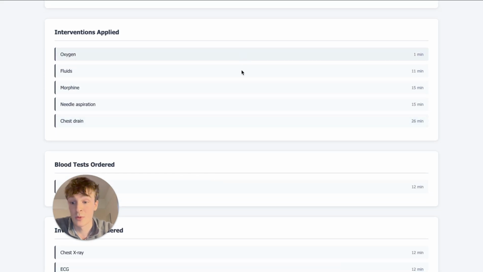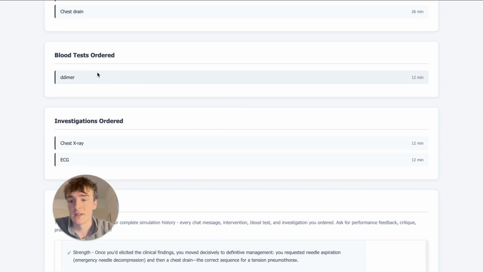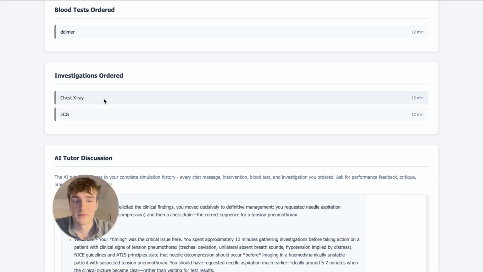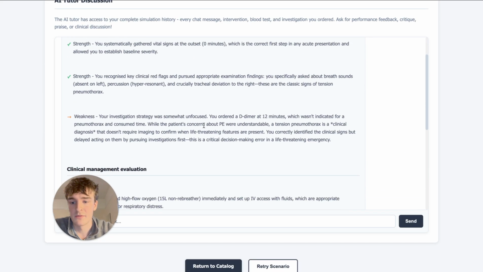We can see exactly when we applied every intervention. We can see exactly which blood tests we ordered. We can see exactly which investigations we ordered. And here we get a full breakdown.